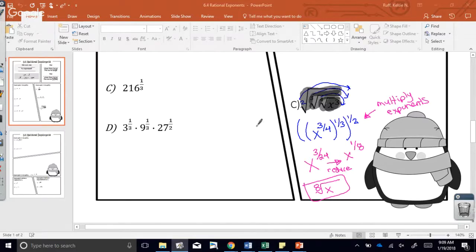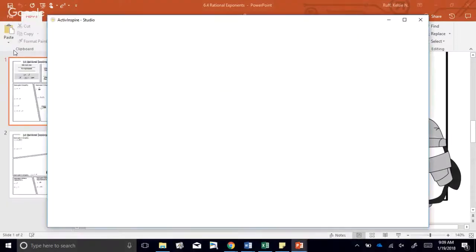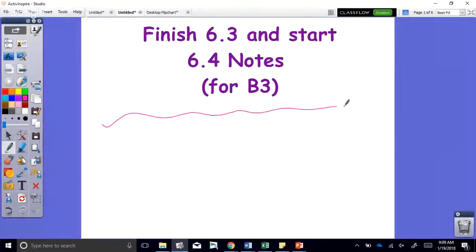Okay, so this is enough for what you need to finish your notes, and to finish 6.3 Excel. You can start 6.4, but we still have to finish our 6.4 notes. You now have everything you need to finish 6.3.